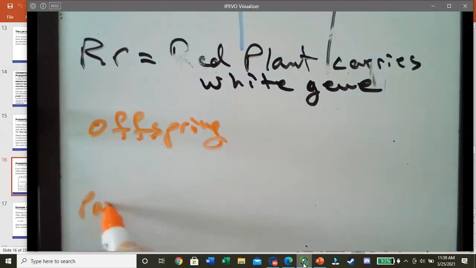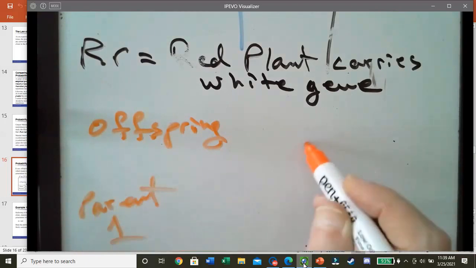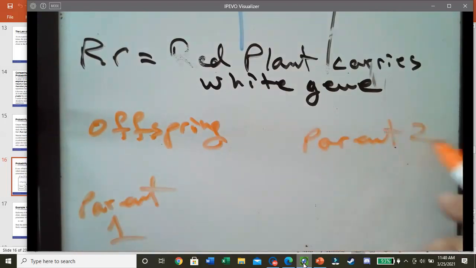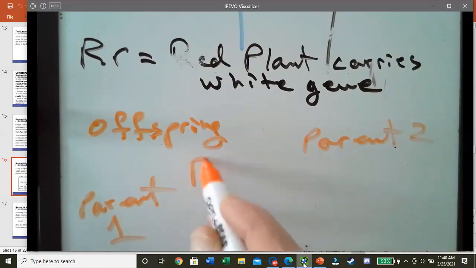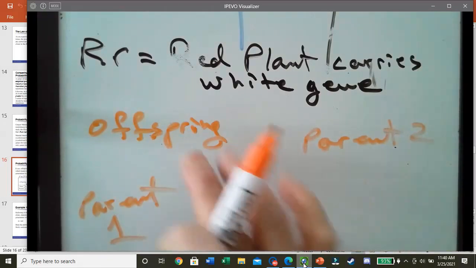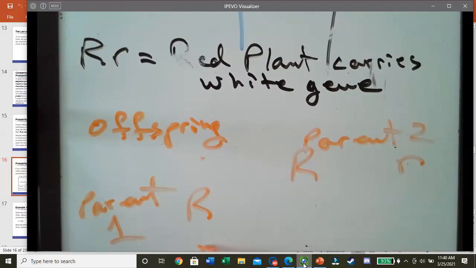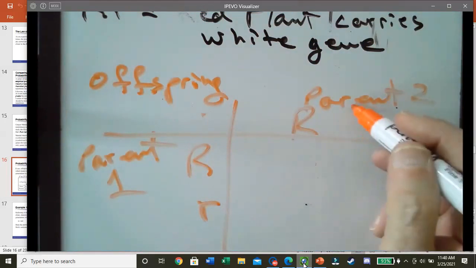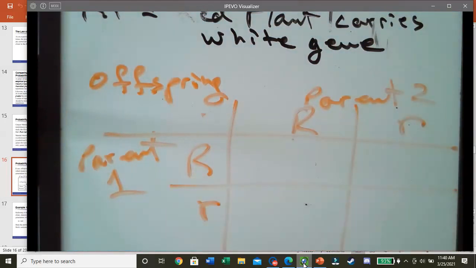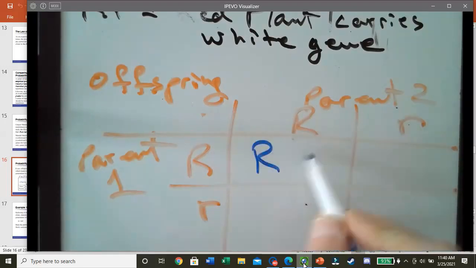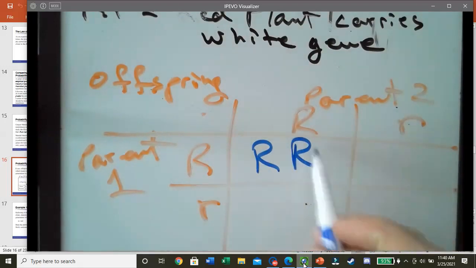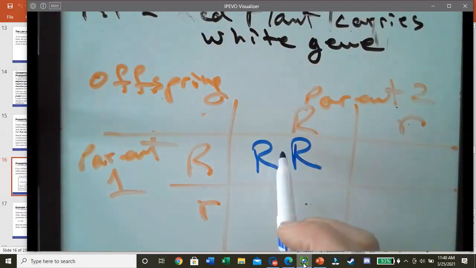And so this is parent 1 and parent 2. And so this is uppercase and lowercase. Lower this a little bit. Uppercase, lowercase, uppercase, lowercase. Okay, so we run through this again, and this time we have uppercase and uppercase, right? So this is pure red. This is red, does not carry the white gene, it's just pure red.